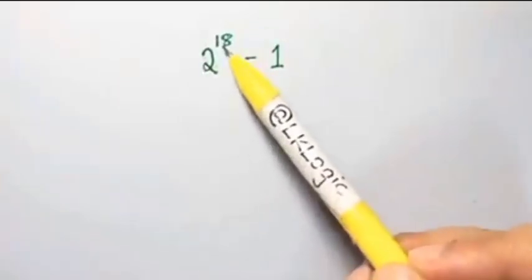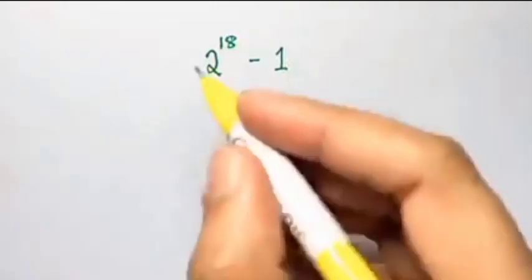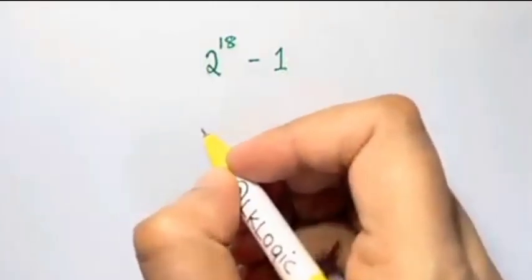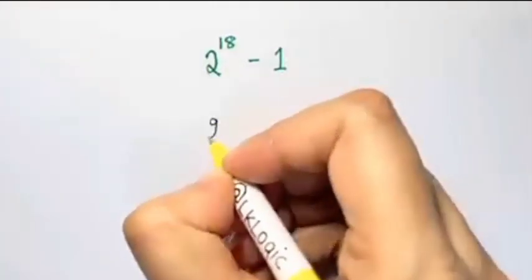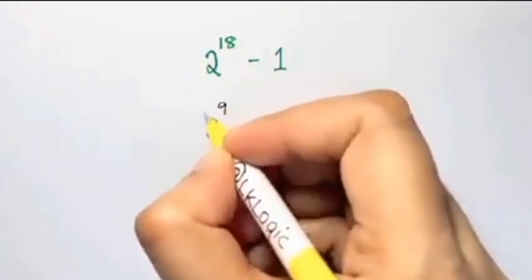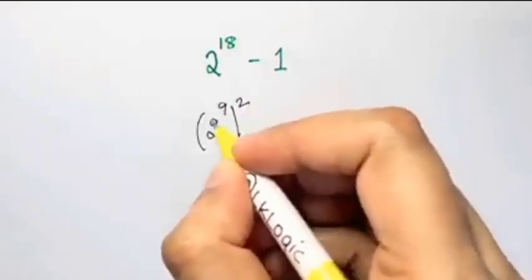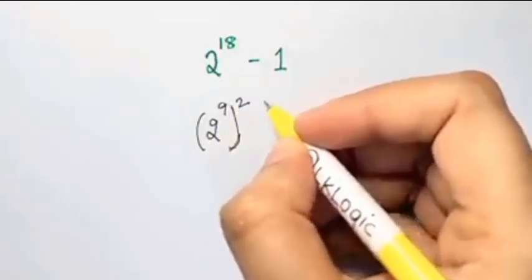Solve 2 to the power of 18 minus 1 equals what? So first of all, we're going to split this. We are going to write it as 2 to the power of 9 times 2, which is 18. So we know that 9 times 2, so we can write it like this: 2 to the power of 9 times 2, which is 18, minus 1.